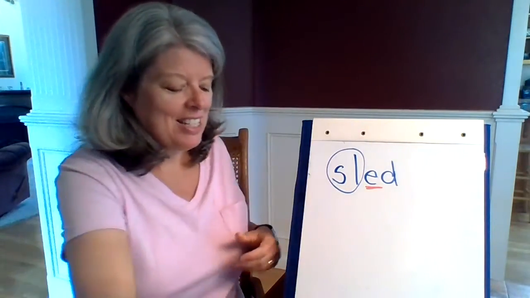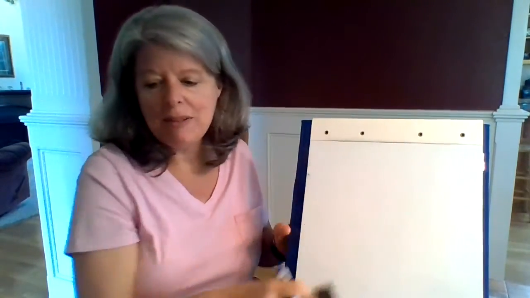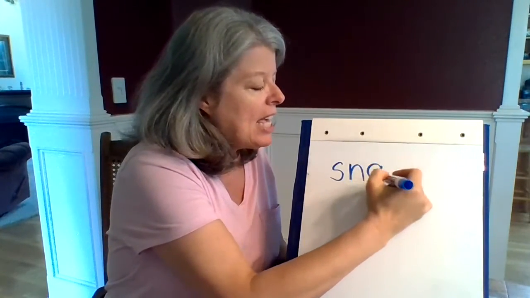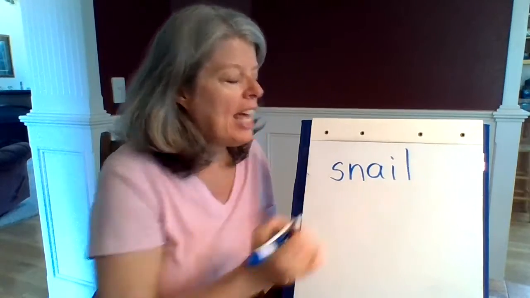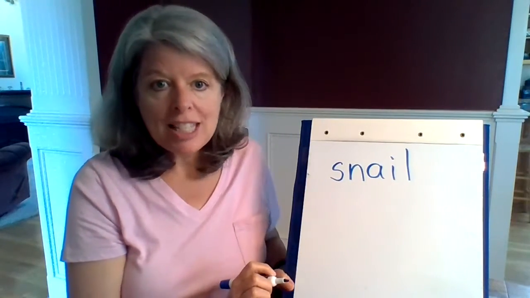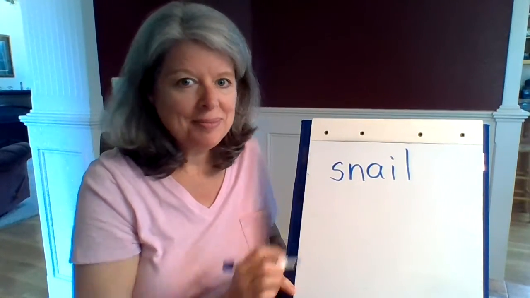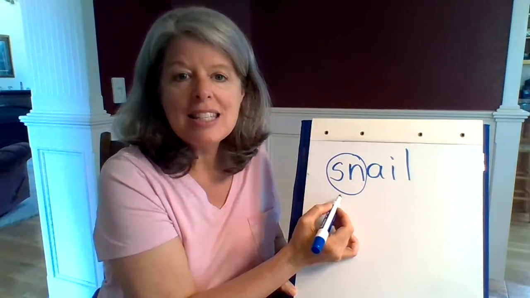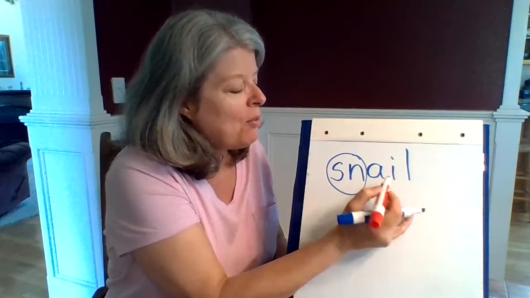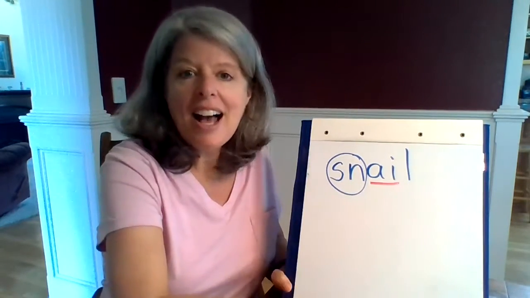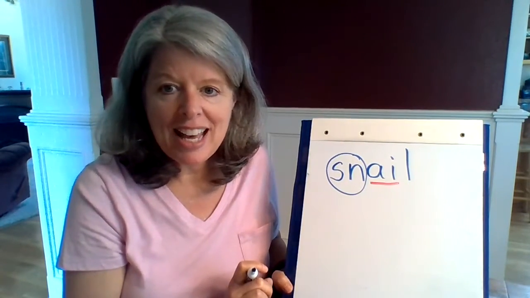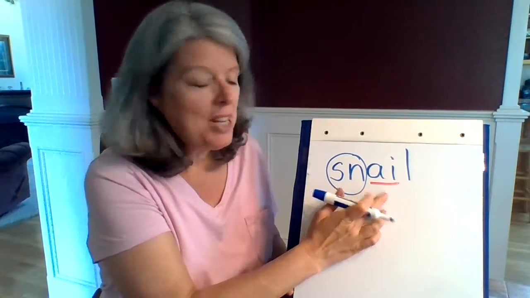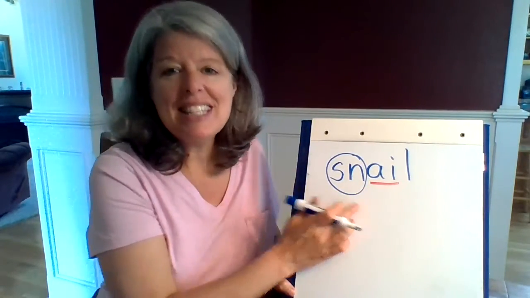All right, good. Let's write down these letters. S, N, A, I, L. What consonants can we circle? S, N are together and they make the sound sn. Underline your vowel. A-I is a vowel combination. A-I says A, the long A sound, and the word is snail.